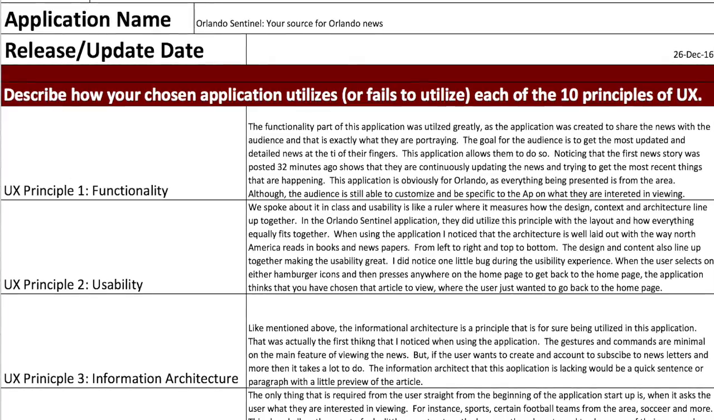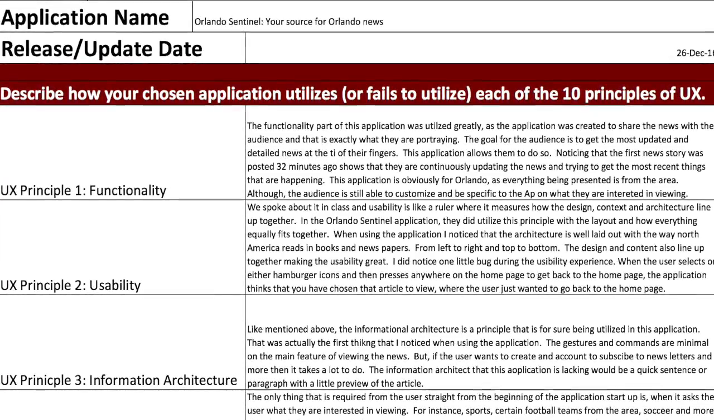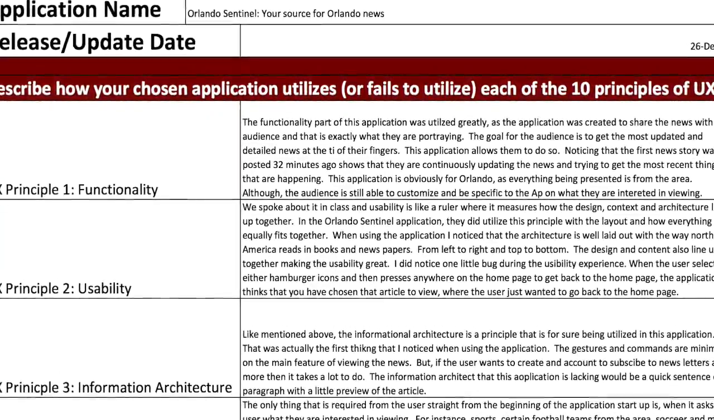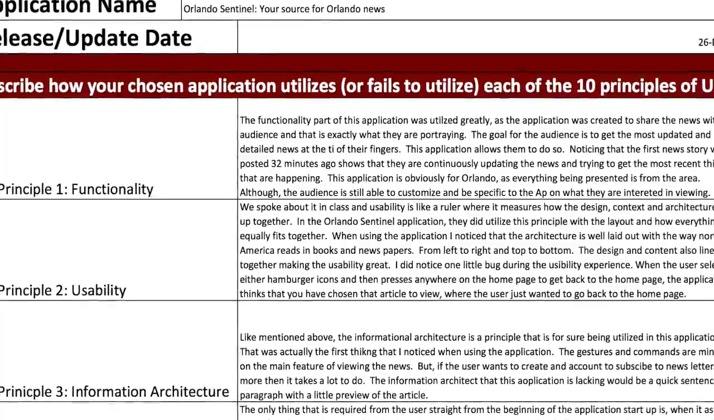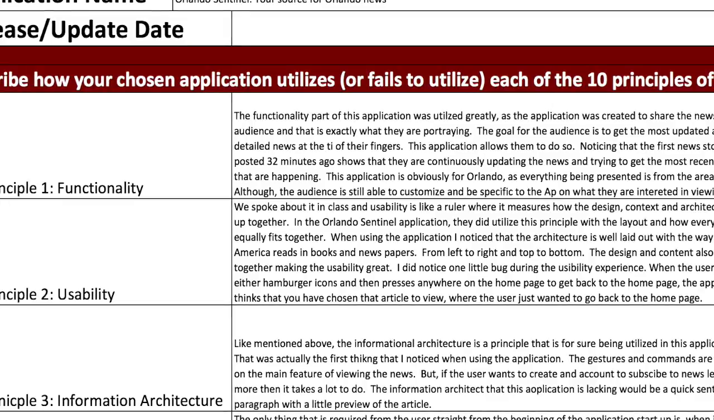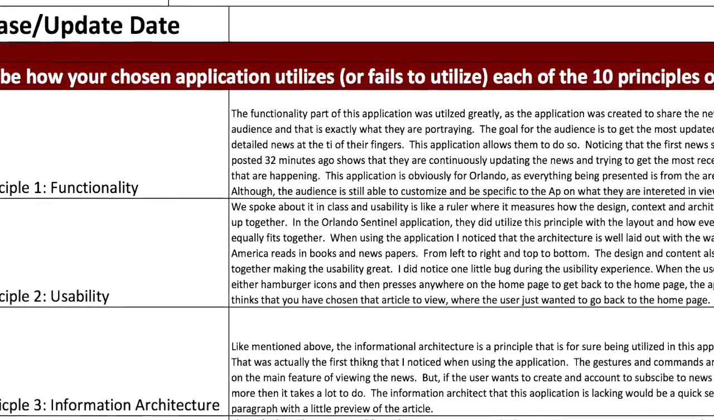We did talk about the 10 elements of user experience, and that is functionality, content, design, information architecture, usability, user input, trustworthiness, context, help and feedback, and social.